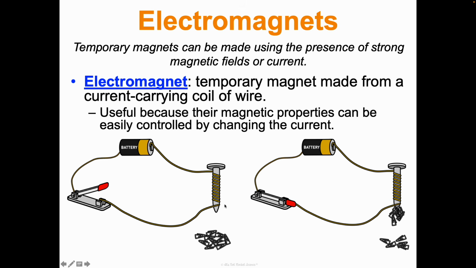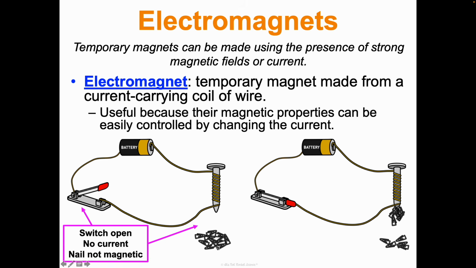All right, let's look at these 2 pictures to show the difference. Notice in this picture and this picture, the switch is open. That means there's no current flowing through here. Thus, this nail is not attracting these paper clips at all. There's no magnetic properties here when that switch is open and there's no current.